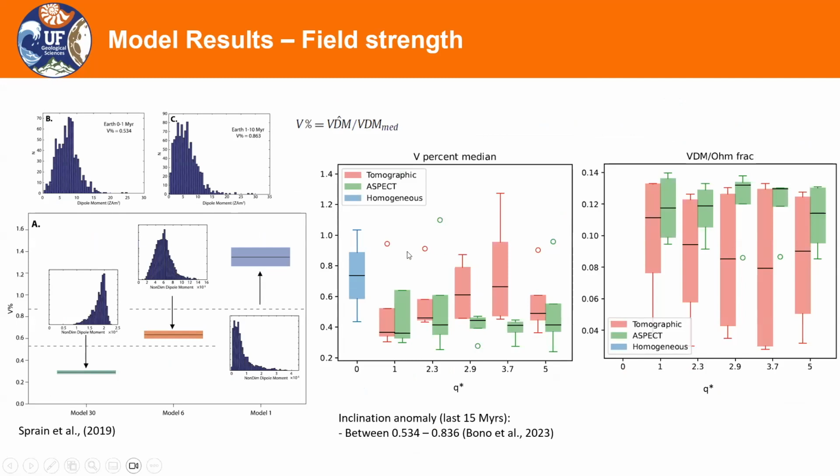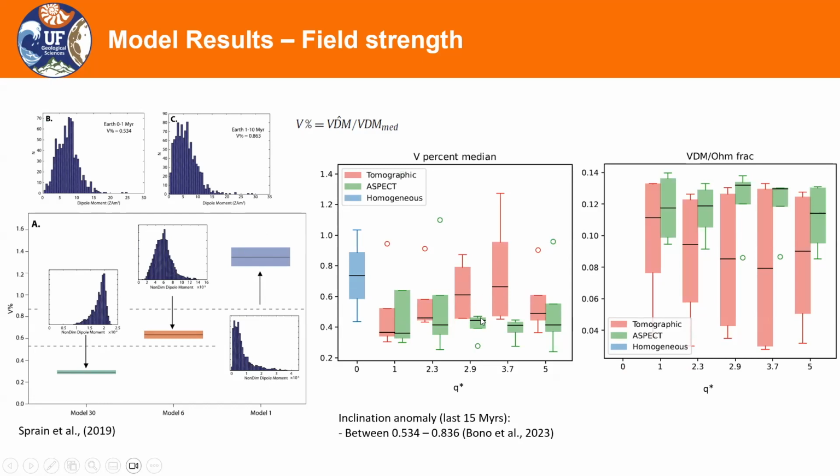We can also look at field strength. The way we would do that at the surface with a limited amount of data is by using a factor called V%. That's looking at virtual dipole moment distribution and takes the interquartile range divided by the median value. So low values of V% are usually associated with high fields and low variability, and in contrast, large values of V% are usually associated with weak fields. And we can see small differences here.